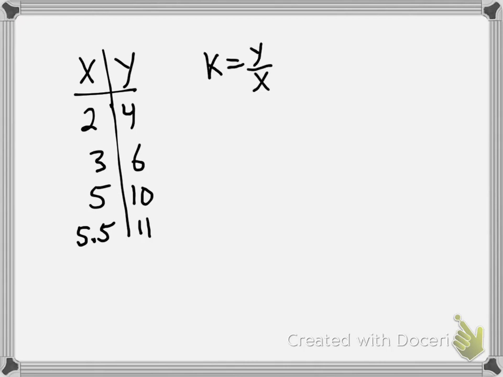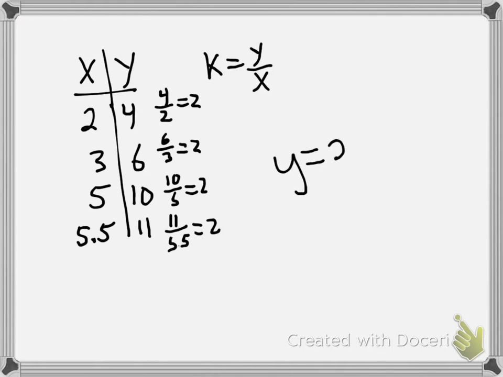If I want to determine if this is a direct variation, again, if I have a constant k value, it should always be whatever my y is divided by x. If I do that for each of these numbers in the table and it comes out with the same k, it's definitely direct variation. So if I do 4 over 2, I get 2. 6 over 3, I get 2. 10 over 5, I get 2. If I do 11 over 5.5, I also get 2. So since I have the same k value all the way through, this is a direct variation, and my equation would be y equals 2x.